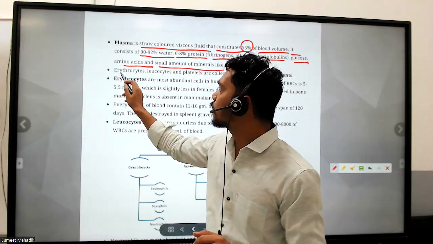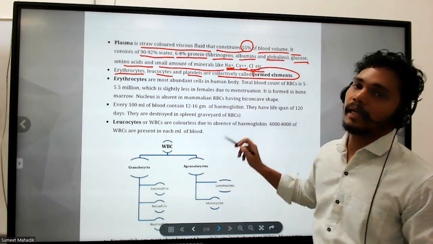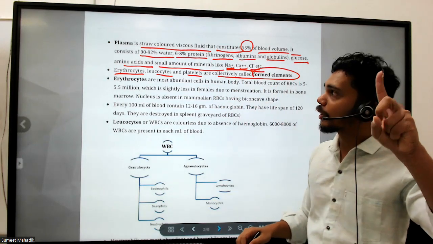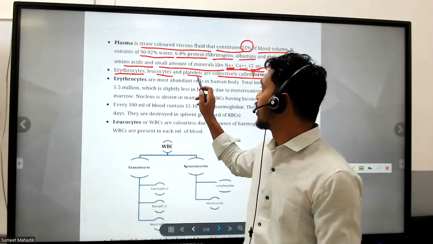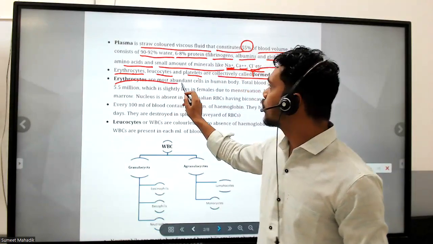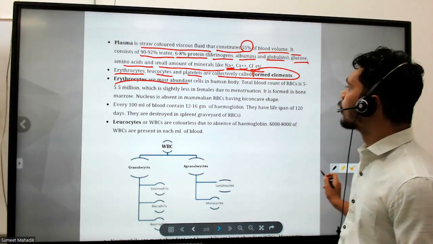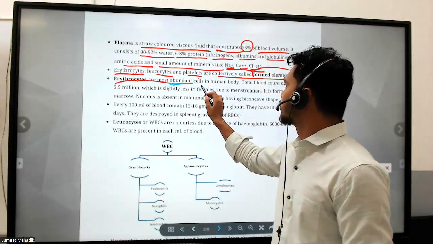Okay. Now erythrocytes, leukocytes, platelets are collectively called form elements. So what are the form elements? Erythrocytes, leukocytes. Erythro is RBC, leukocytes are your WBCs, and platelets are your thrombocytes. Erythrocytes are the most abundant cell. Erythrocytes are what? Most abundant. That's why blood is mostly red in color. Cells in a human body.